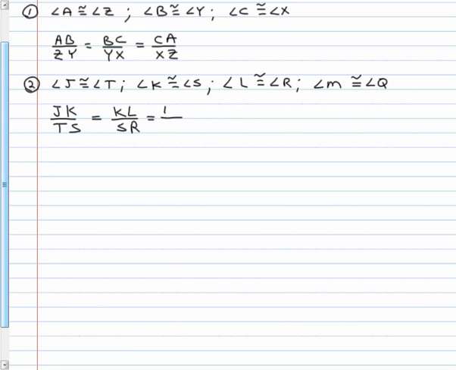KL, SR, KL, SR. LM, RQ, LM, RQ. We're just taking each pair as we go along. One more pair, the last and the first. So MJ and QT. MJ, QT, sides proportional.